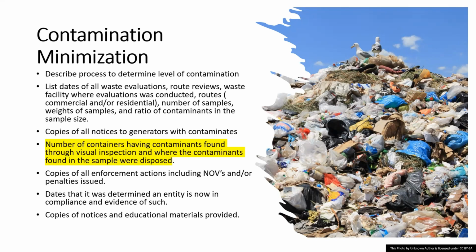And then this is something I highlighted. You have to list the number of containers having contaminants found through a route review, visual inspection, and where the contaminants were found in the sample and where it was disposed. So generally, if you're a single family resident and your automated truck goes by and you already did the lid flip and you found contaminants and you tagged the container, you need to keep a record of that address, or at least what route if you're finding a lot.